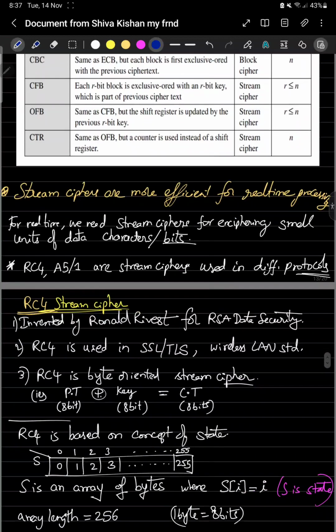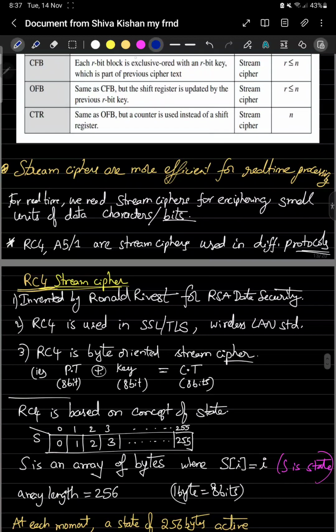Okay, simple. Stream ciphers are generally more efficient for real-time processing compared to block ciphers. They are more efficient because, as I told you, in real time the data is coming in slowly. So if you are able to easily finish this using a stream cipher, 8 bits, like 1 byte, is very cheap and easily available. So you can encrypt it and directly send it. You don't need to wait until you fill the whole block.